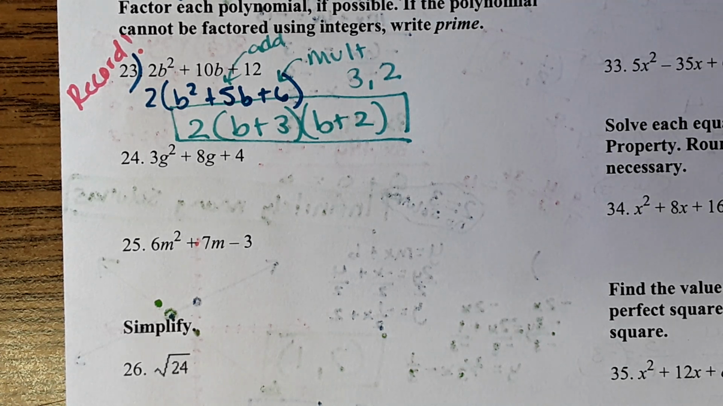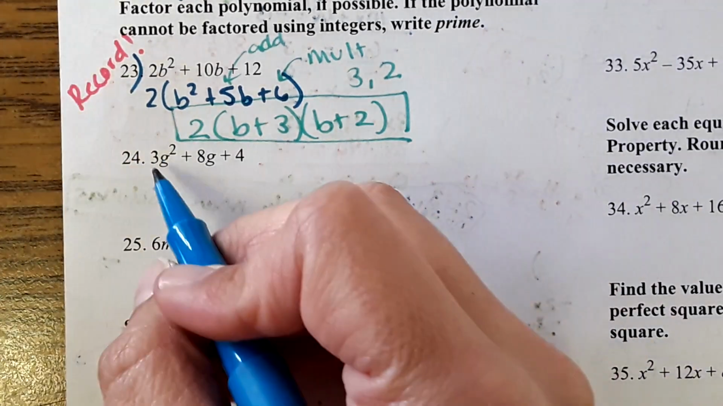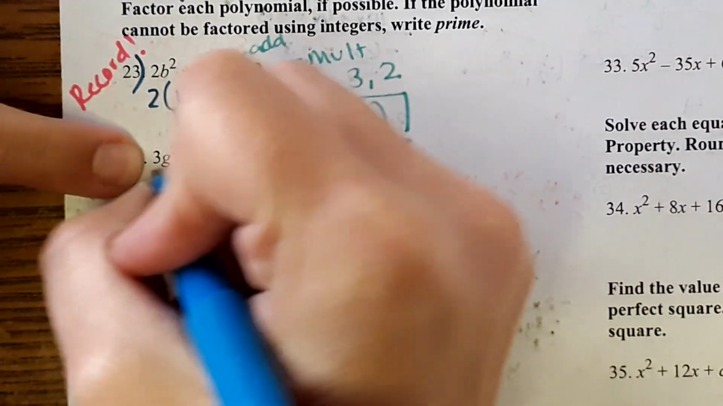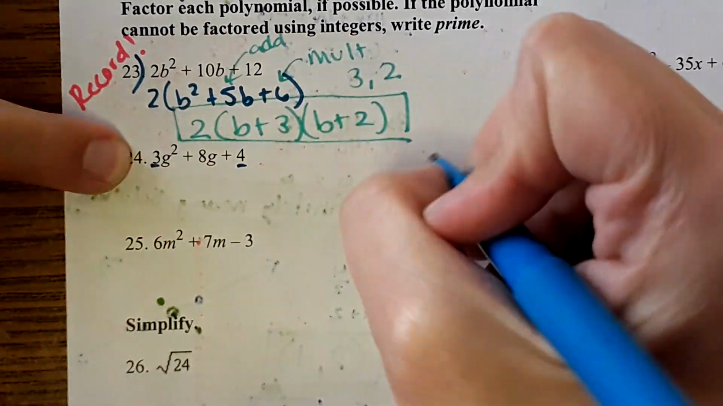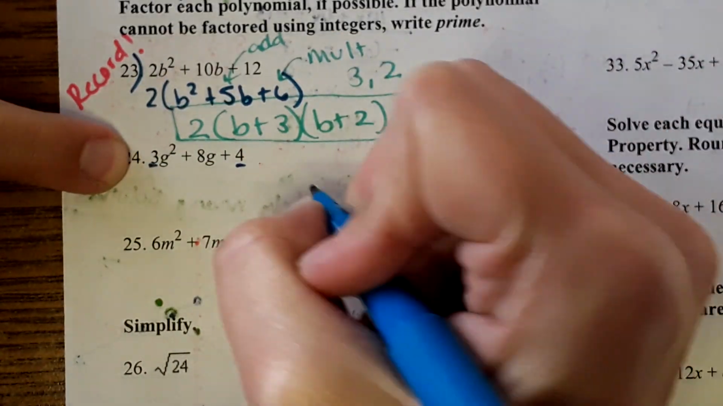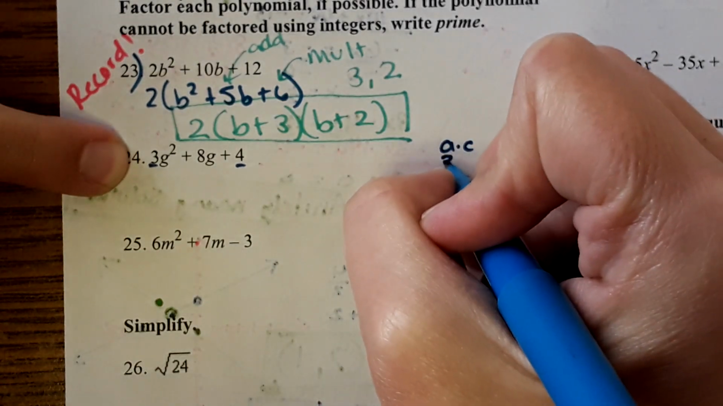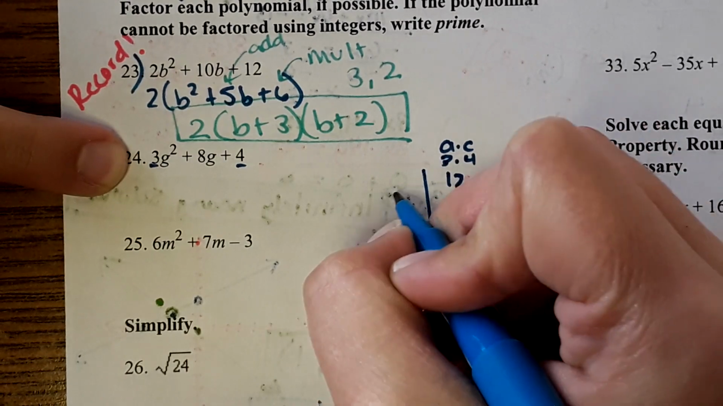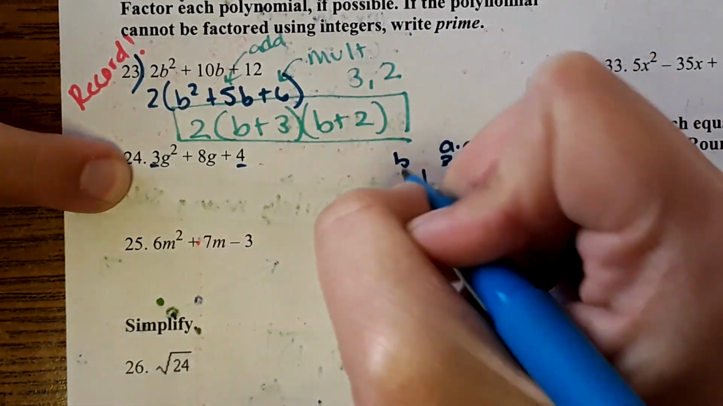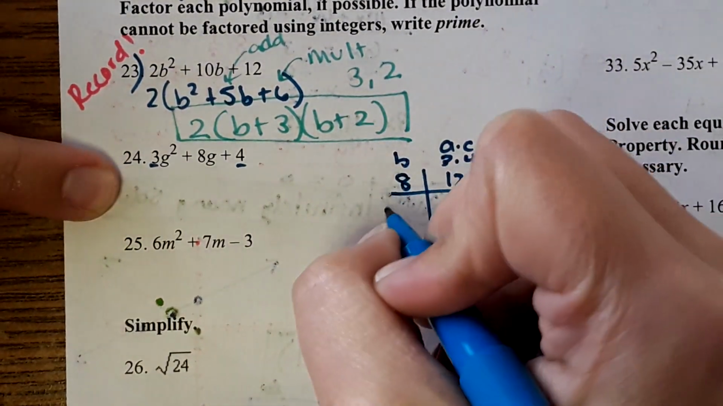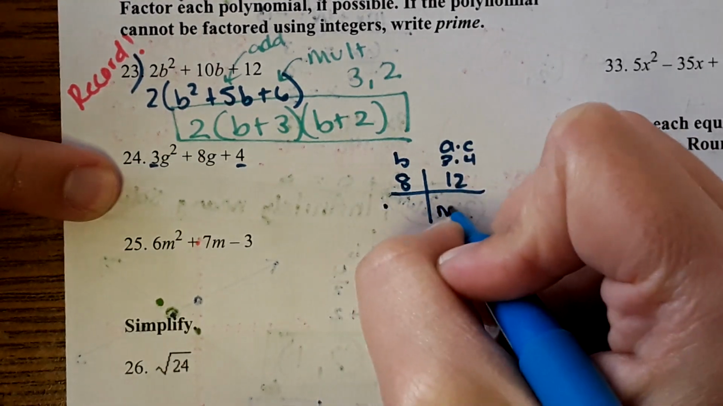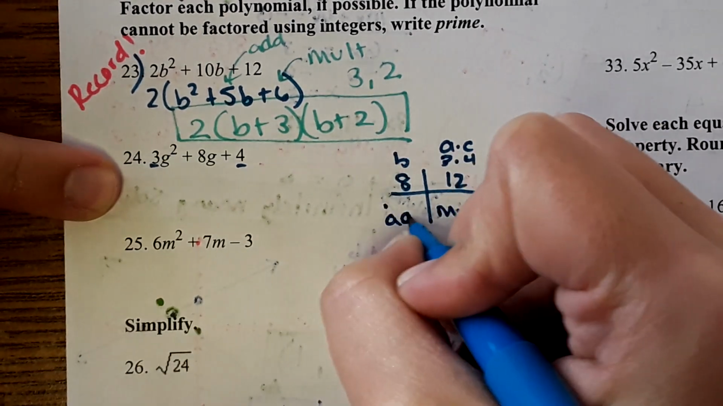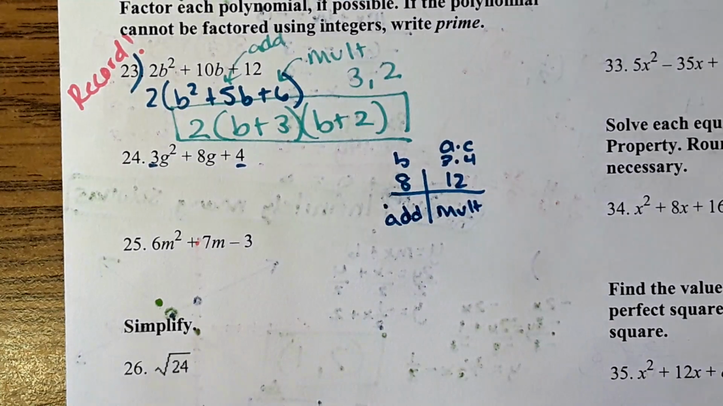Okay, so for 24 and 25, we learned a different method to do these. The method we learned was we would multiply a times c. So in this case, that would be 3 times 4 to get 12. And then we have b, which in this case is 8. We need two numbers that multiply to this and add to this.